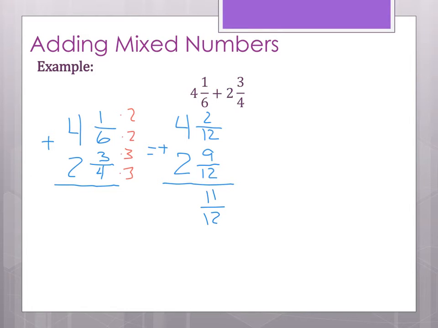We'll do the fraction first. And then I'll look at my whole numbers. I've got 4 and 2, and I'll add the whole numbers together to get 6. So my final answer is 6 11/12. Now we'll always want to check this fraction part right here to see if it can be reduced. In this case we can't, so we have our completed solution.